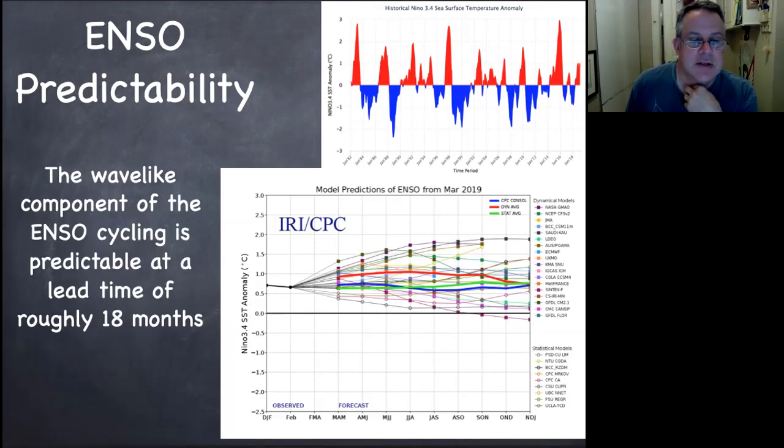You can see that the projections are not always in agreement. Each of these is a different kind of model, and some of them are statistical, some of them are dynamical, like the Cane-Zebiak model.